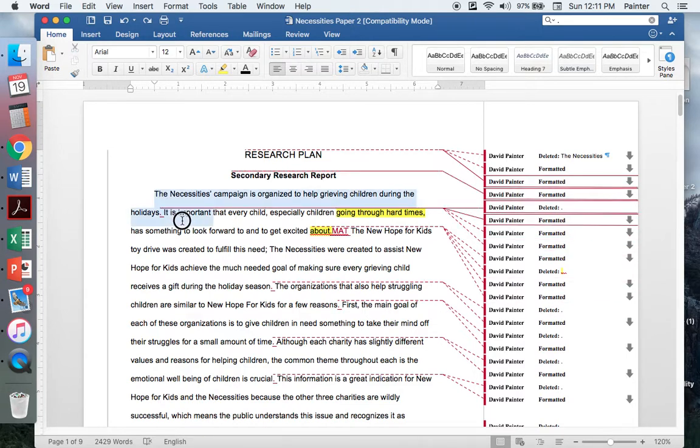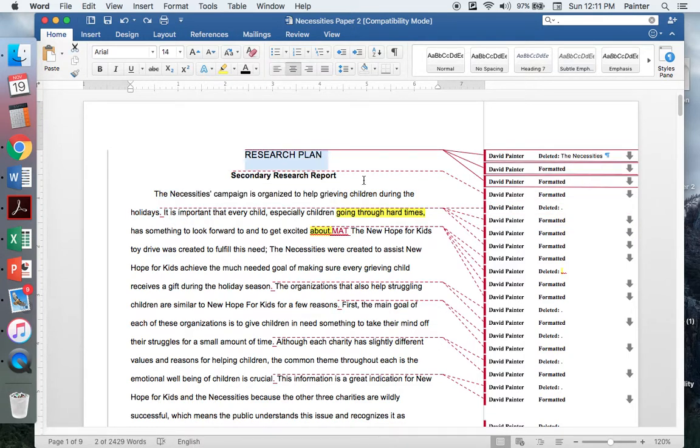First of all, everything should be in Arial 12-point font, except for the research plan, which should be in 14-point font. The secondary research report should explain what you learned from your secondary research. I don't see anything here that tells me what you learned from your secondary research.